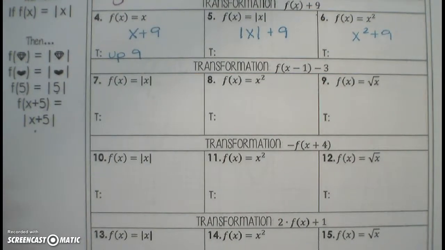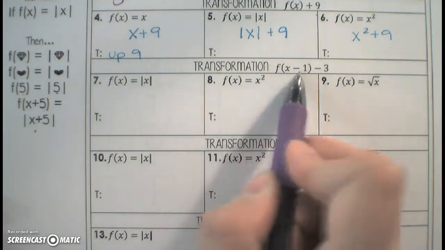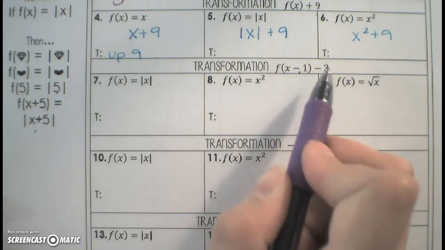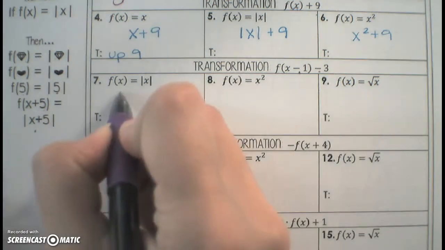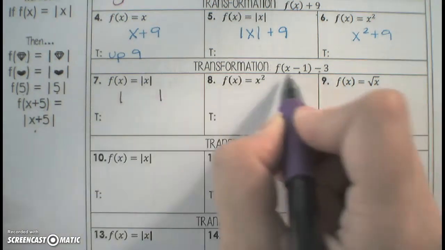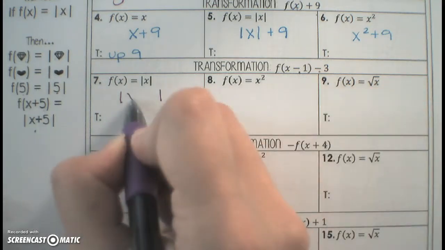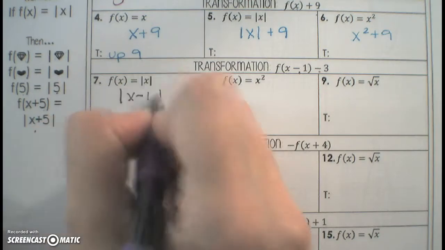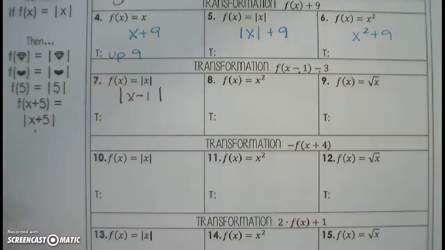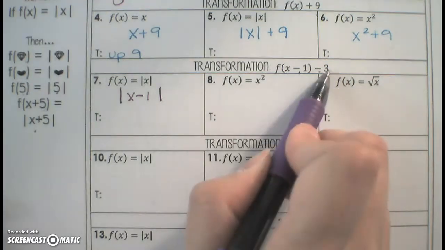Let's try two things this time. We are going to plug in an x minus 1 and behind it a minus 3. So remember, replace the x with what's in the parentheses, x minus 1. This is absolute value, so we need to have our absolute value bars on the outside there. Now, what goes behind it? Yep, a minus 3.